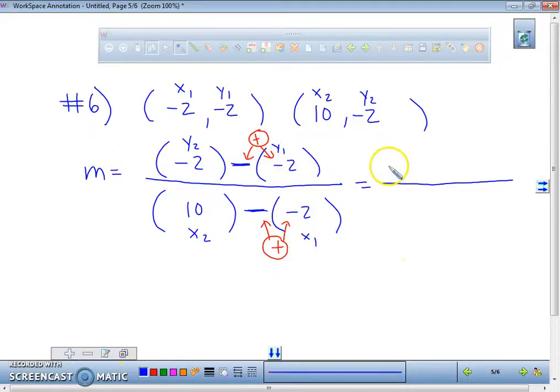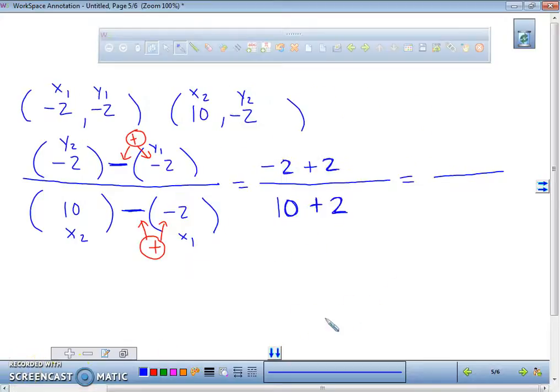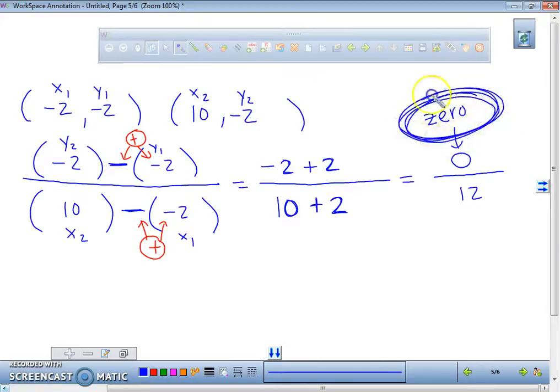So in the numerator, you're going to have -2 plus 2. Fast forwarding ahead, we have -2 plus 2, which is 0, over 10 plus 2, which is 12. But whenever you have 0 in the numerator, what's your slope? No, it's not undefined. Your slope is 0. Now, by the way, we have an equation that goes with this. Your equation that matches this is y is always equal. Look right here. It's always equal to a negative 2.